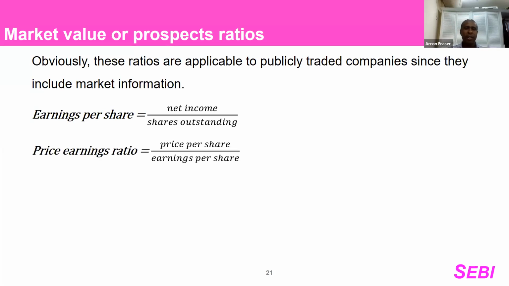So for the first ratio, you don't need any market information. It all comes from the financial statements. You get the net income from the income statement, and the balance sheet will tell you the share capital of so many shares, and you will see the outstanding shares there. So that comes from the balance sheet.